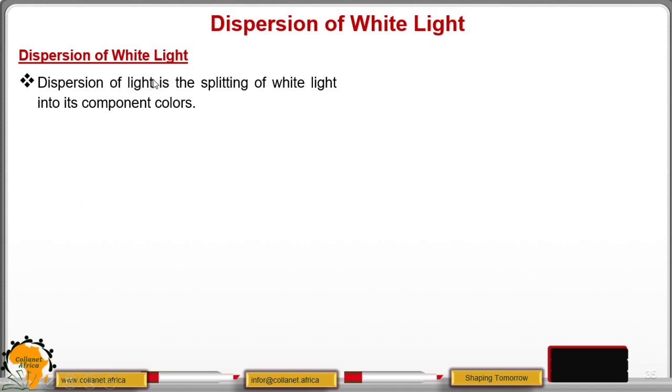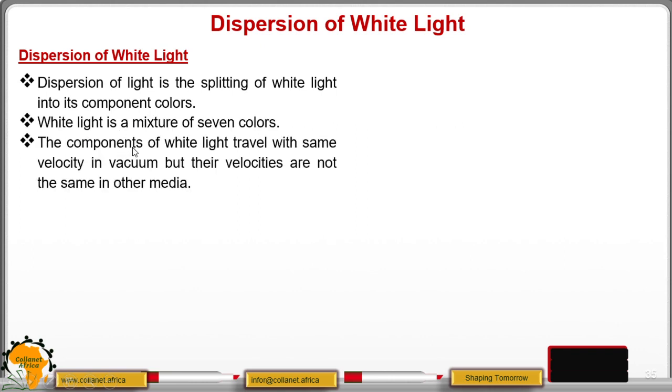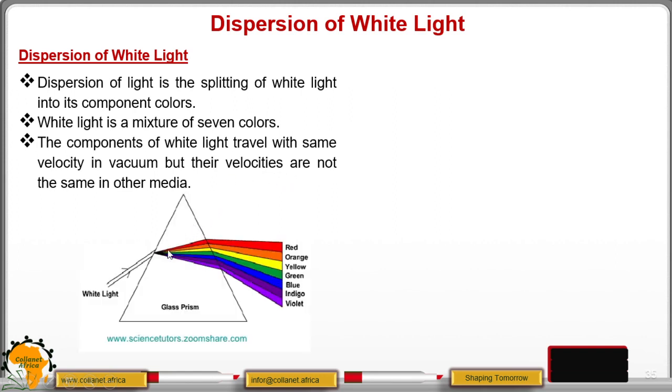And when we split and separate them, then we have what we call the dispersion of white light. Therefore, the components of white light will travel with the same velocity in vacuum, but different velocities in other media. And due to these differences in velocities, as they move in other media, they will be separated, as shown in this diagram.